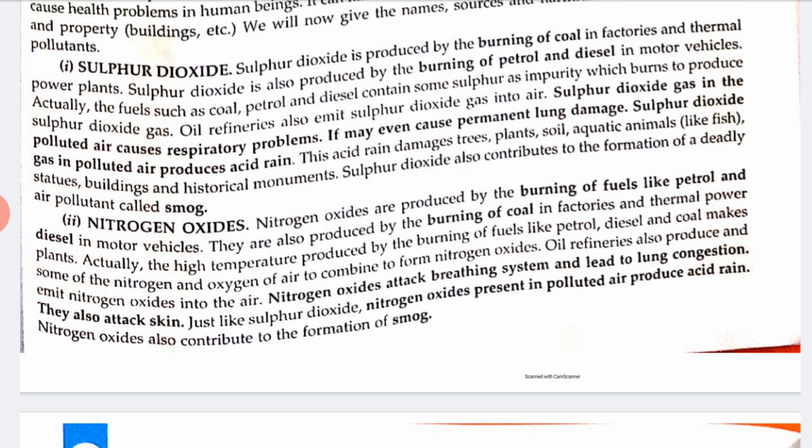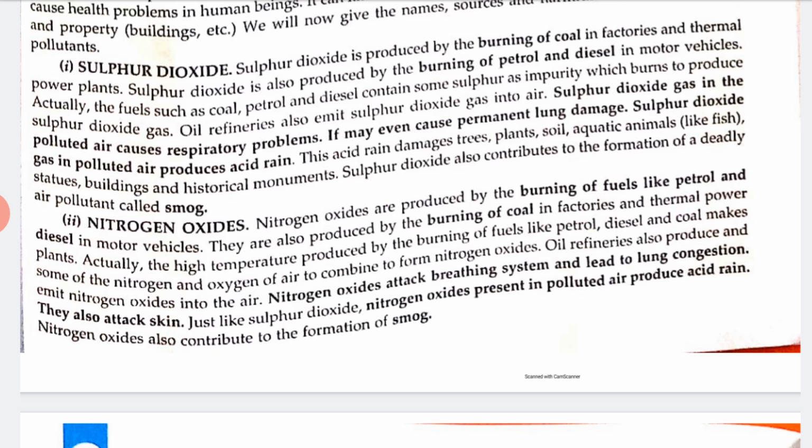They are also produced by the burning of coal in factories and thermal power plants. Actually, the high temperature produced by the burning of fuels like petrol, diesel and coal makes some of the nitrogen and oxygen of air combine to form nitrogen oxide. Nitrogen oxide attacks the breathing system and leads to lung congestion. They also attack the skin, right?